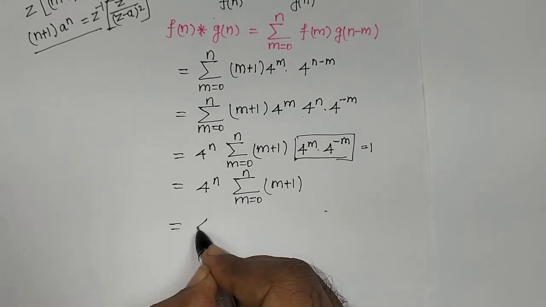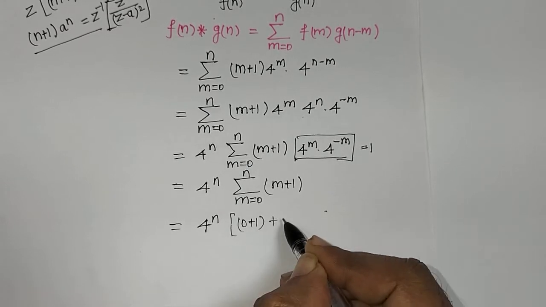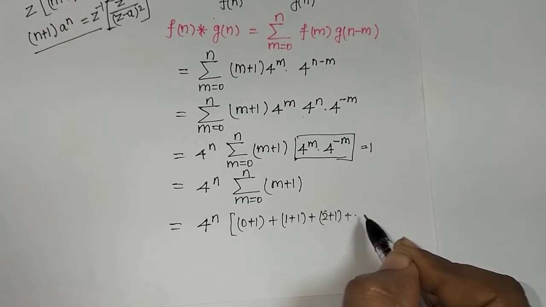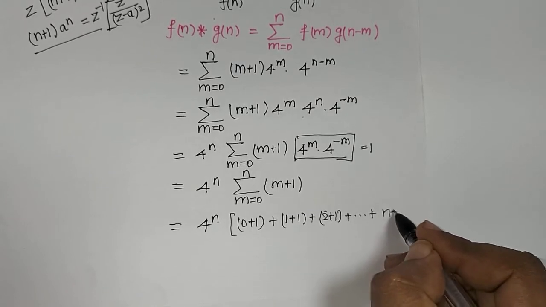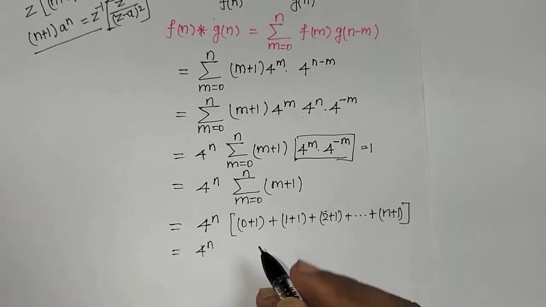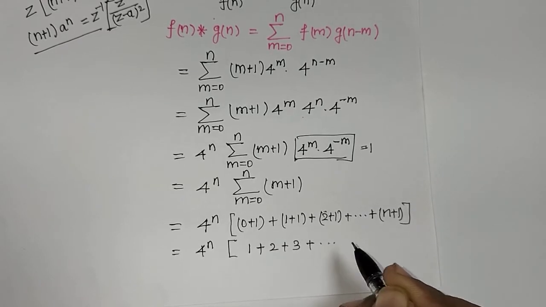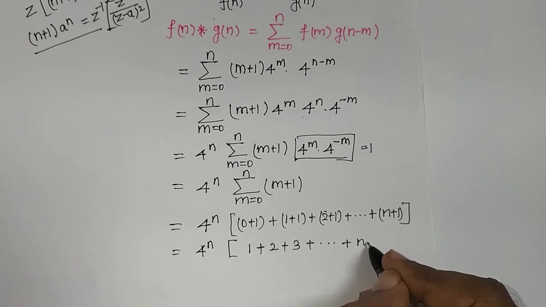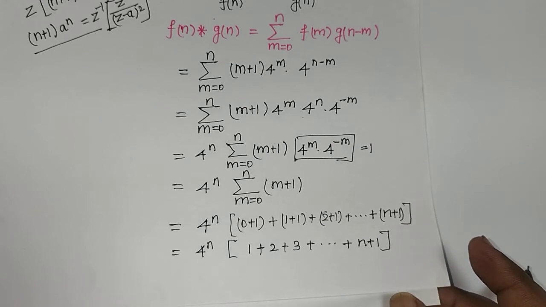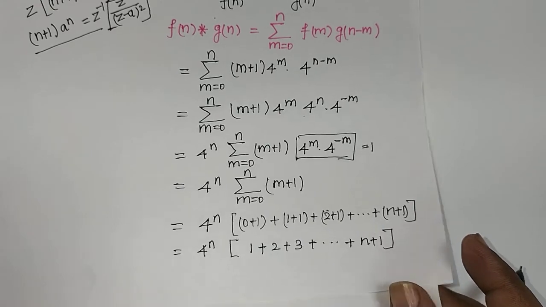Number of terms. I am writing 4 power n, 0 plus 1, and plus m is equal to 1, and plus m is equal to 2. At the end m is replaced by n plus 1. So I am going to write 4 power n, 1 plus 2 plus 3 and up to n plus 1. This is our sequence of series, 1 plus 2 plus 3 plus up to n plus 1.